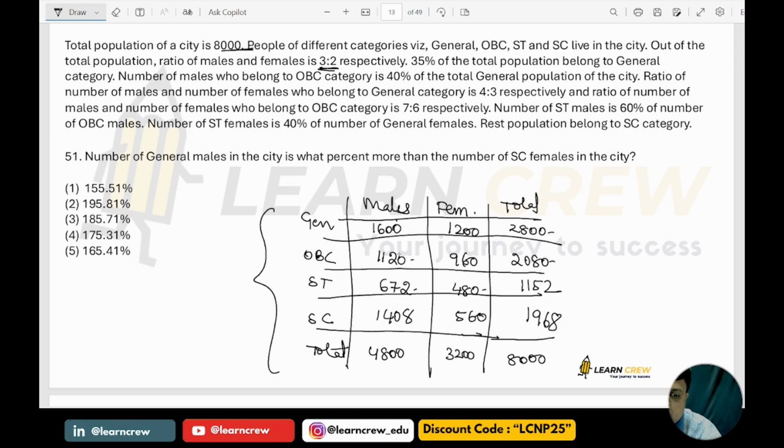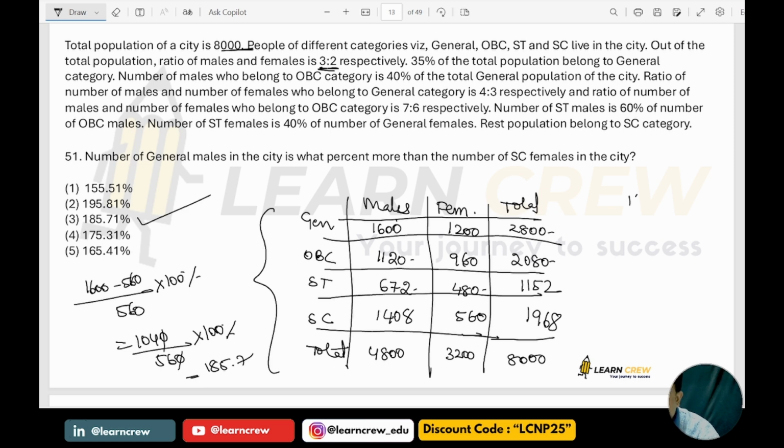SC females. So 1600 minus 560, divided by 560, into 100. So 1040 is what percentage of 560? Less than 200%, very close. So answer is how much? 0 cancel. Now how much are you going to get? 10400 divided by 56. It is 185.7. So answer is option 3.